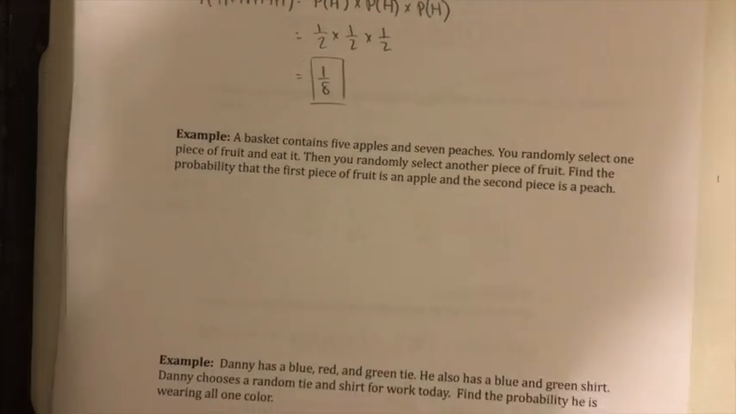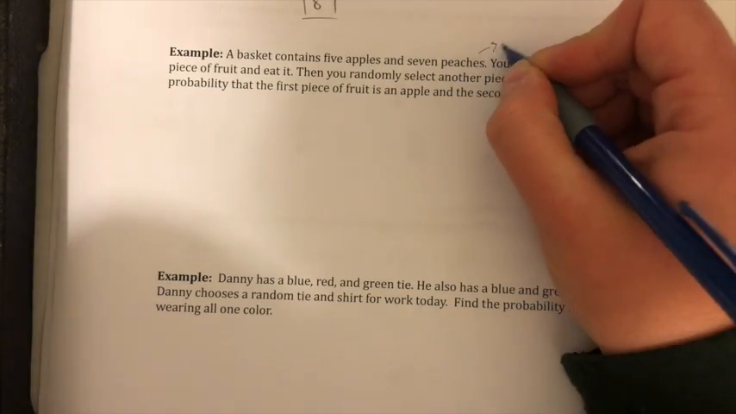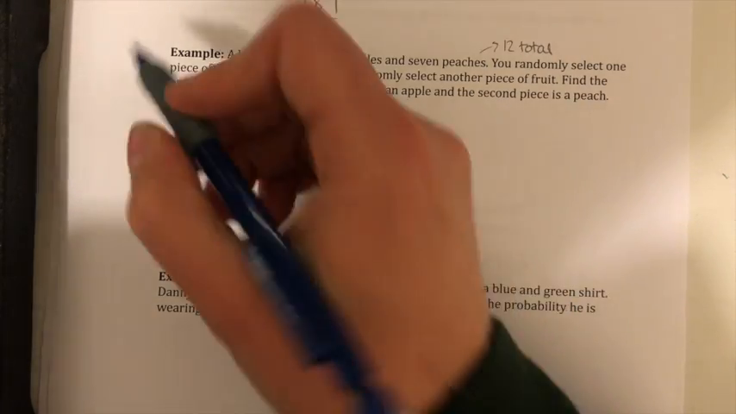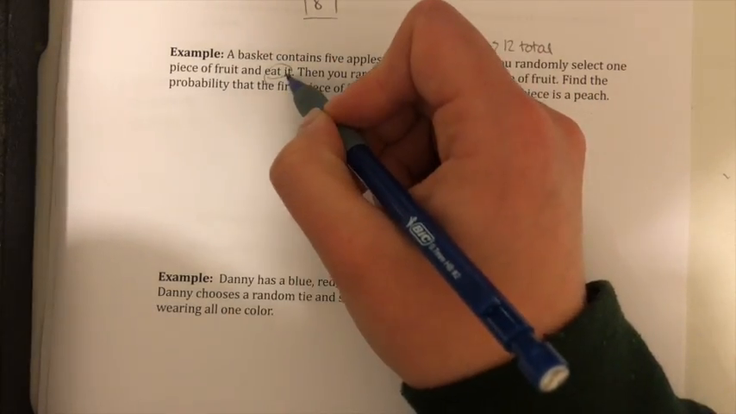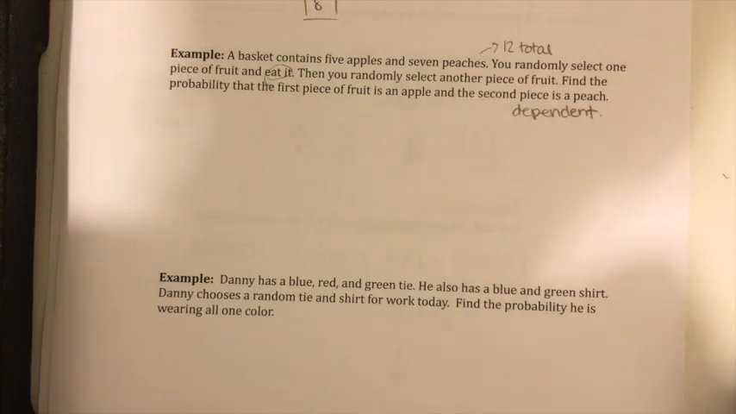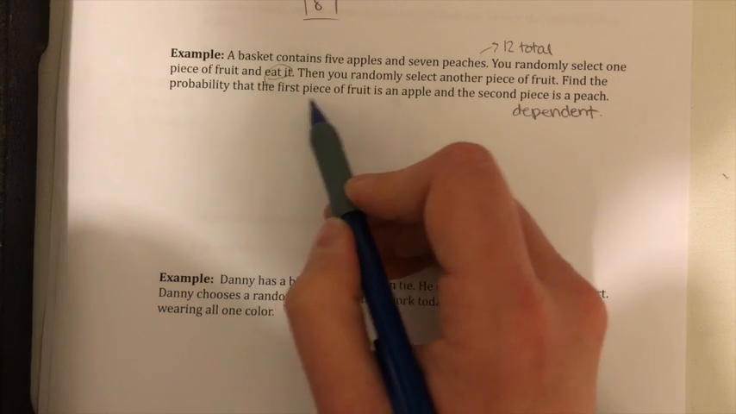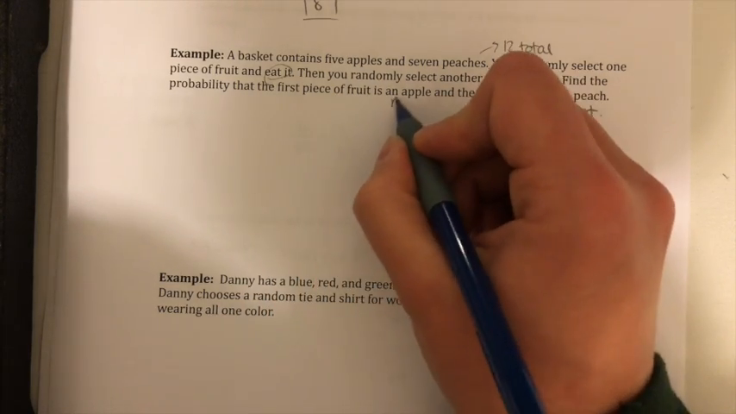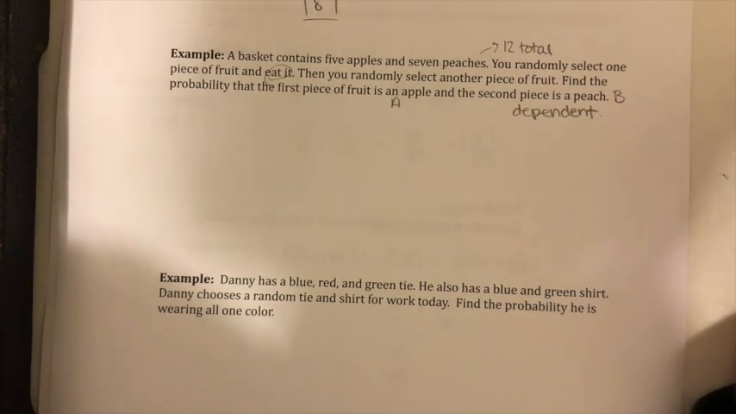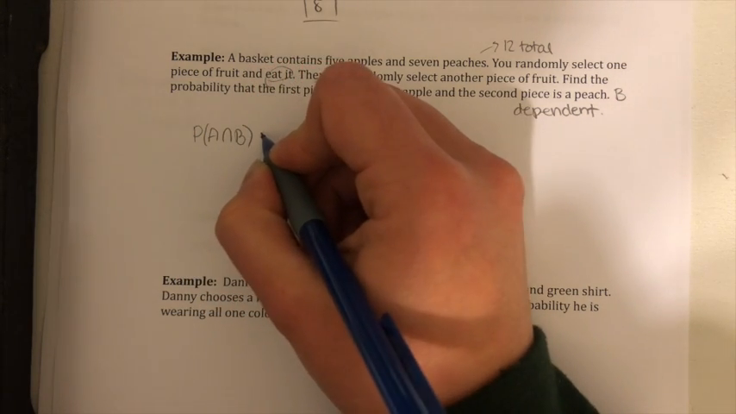If we do this next example, a basket contains 5 apples and 7 peaches, so 12 total. You randomly select one piece of fruit and eat it. If it's eaten, that means it's gone. It doesn't go back in, right? So this is going to be a dependent situation, okay? Then you randomly select another piece of fruit. Find the probability that the first piece of fruit is an apple, okay? So that's going to be event A, and the second piece of fruit is a peach, event B.